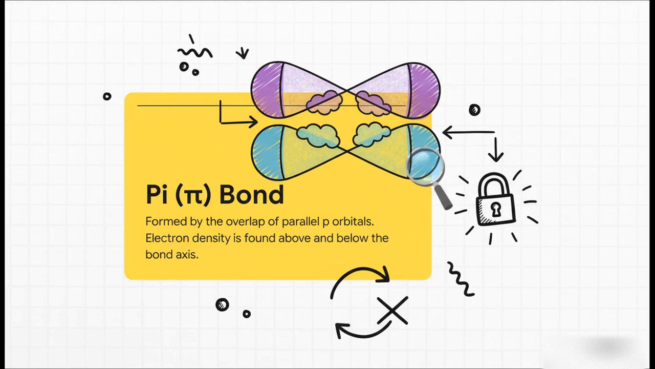Well, after that foundational sigma bond is in place, any extra bonds are what we call pi bonds. As you can see here, they form from a side-by-side overlap of p orbitals that are parallel to each other. This creates these clouds of electron density above and below the main bond axis. And it's this setup that locks the atoms into place and stops them from rotating.